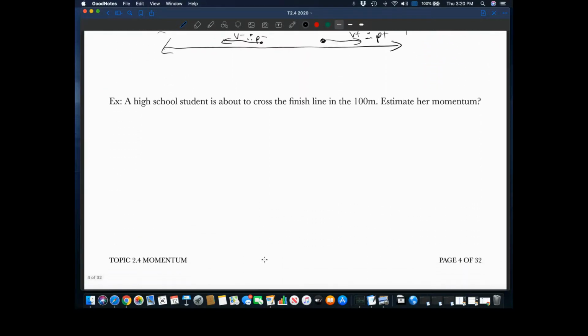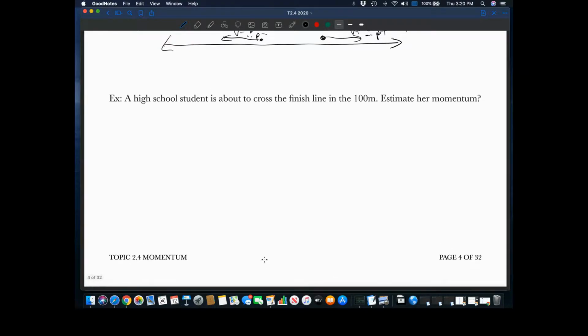So I want to do just a little bit of an exercise here. It's an exercise in momentum and in estimation. So we have a high school student who's about to cross the finish line running the 100 meters. Well, let's go about estimating her momentum. And so what I'd like you to do is to pause the video here and see what value of momentum you would come up with.